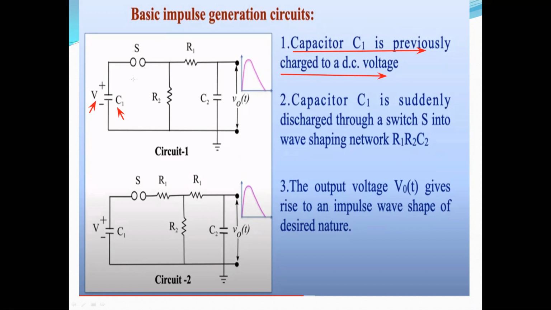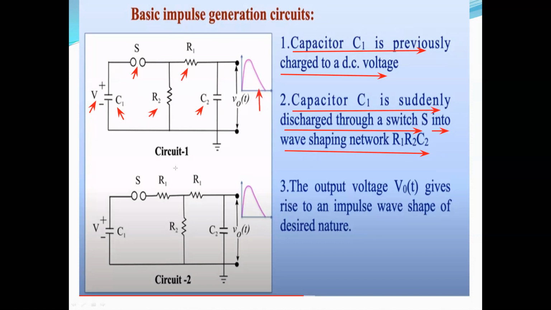This switch is called a spark gap. S is nothing but the switch, the spark gap. And second, capacitor C1 is suddenly discharged through a switch S into the wave shaping network R1, R2, C2. This is called the wave shaping network. By using the wave shaping network, we get the impulse voltage wave shape.